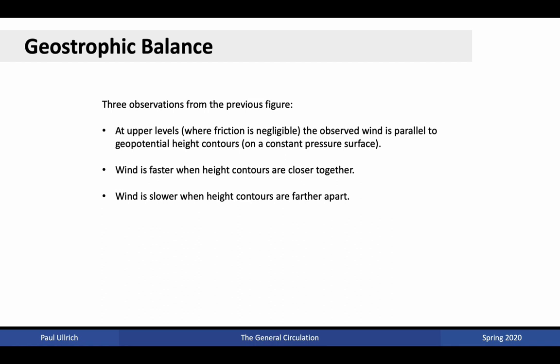So the three key observations that we have from this figure: at upper levels, the observed wind is parallel to geopotential height contours. In general, wind is faster when height contours are closer together, and wind is slower when height contours are farther apart. In this case, the stronger pressure gradient force that is present when height contours are closer together indicates that the wind will be blowing faster. That is, you need to have a stronger Coriolis force that balances that stronger pressure gradient force in order for the fluid parcel to be moving along a line of constant geopotential. However, in order for that to occur, the fluid parcel must be propagating with a large velocity itself. So, contours that are closer together produce faster winds. Contours that are farther apart are indicative of weak pressure gradients, and hence are indicative of weaker wind speeds.